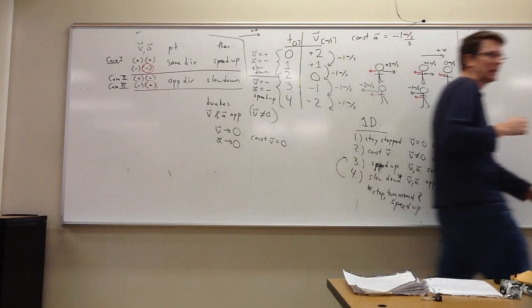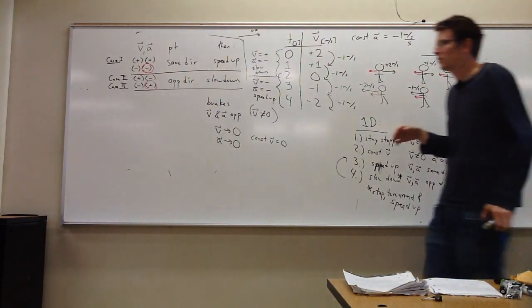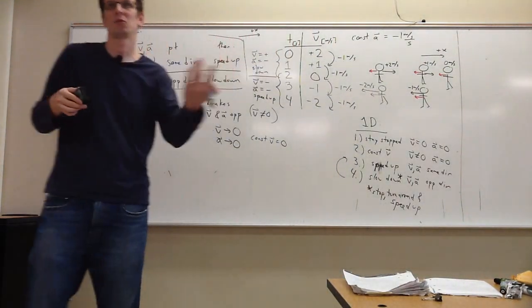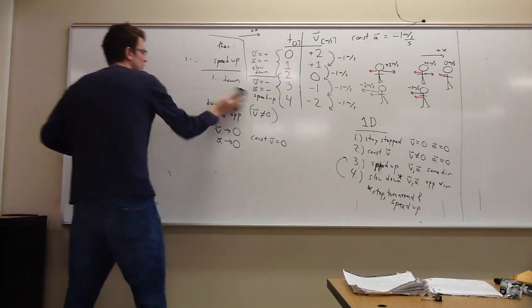Okay, so now we've got everything out on the table. We've described all the variables. Now all we're going to do is develop some toolkits for how they interrelate. So let's do that.